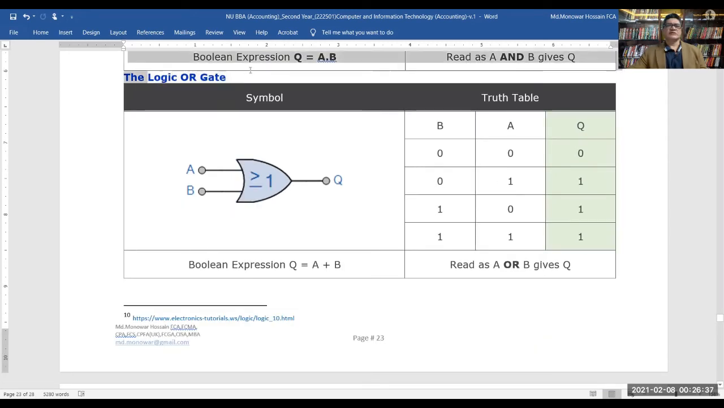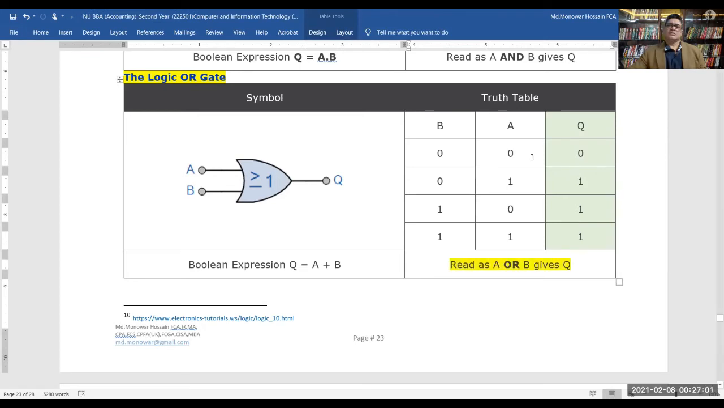This is the logic OR gate. We read it as A or B gives Q. Here A is 0 or B is 0 and Q is 0. In the last line here, A is 1 or B is 1 and Q is 1. Boolean expression Q equal to A plus B.